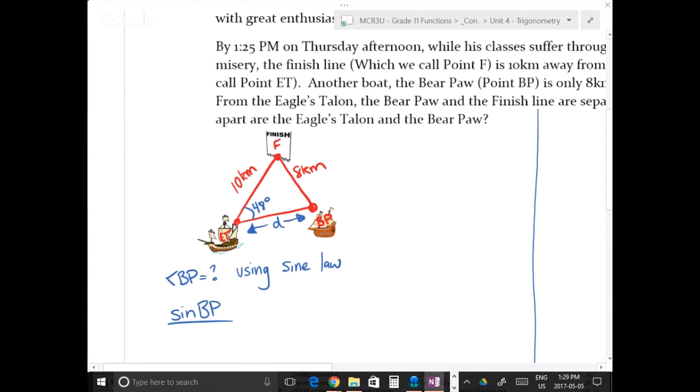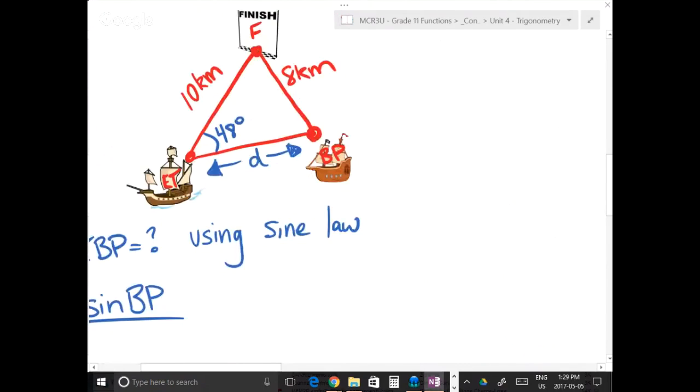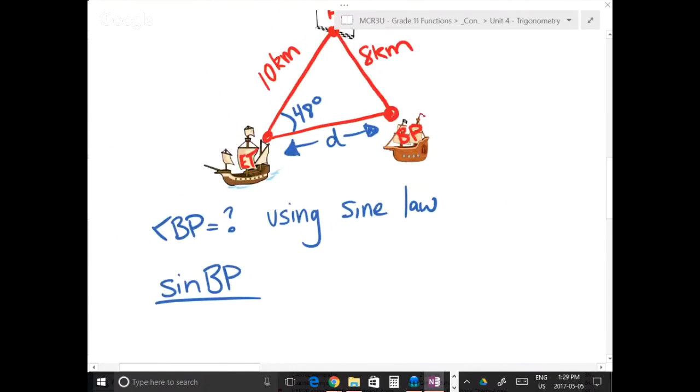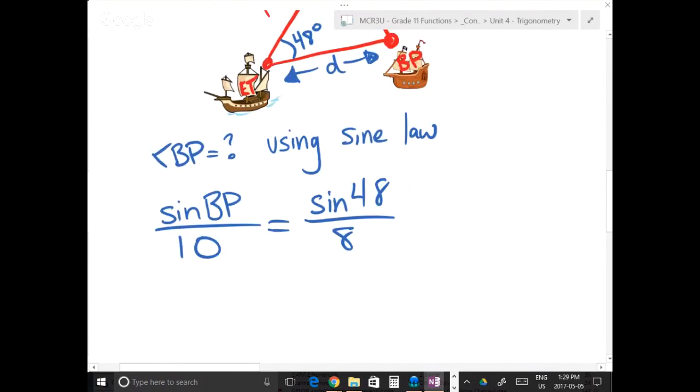Cool. Okay, so in this case, the angle BP, its sine will be put over what length from this triangle? 10. Very good. And that's going to be equal to, let's work with the angle I know. What angle do I know? Sine 48. And that's going to be over what? 8. Okay, and how am I going to solve this? Yes, math. We're going to cross multiply it. So we'd be able to say that sine BP should be equal to what?